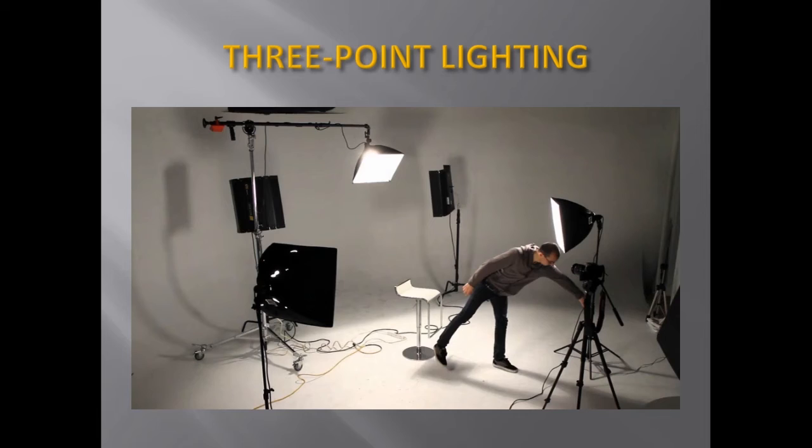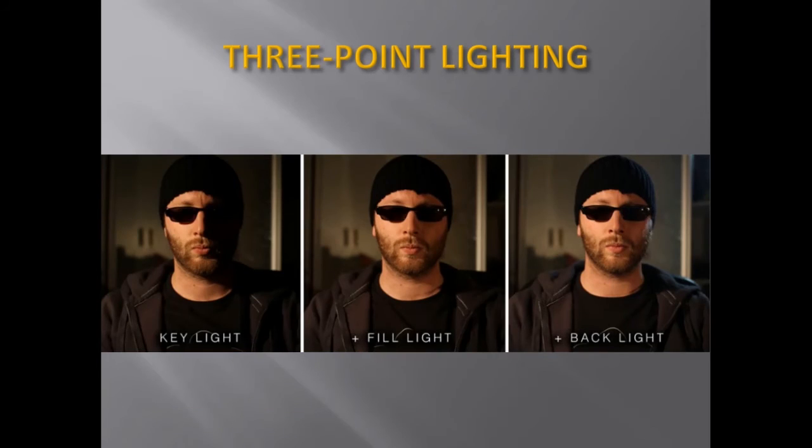Here's a quick picture of what a three-point lighting setup might look like. We see that this man is setting up with three lights. He's got the stool right in the middle for his subject to sit on. We have a key light coming in, a fill light on the opposite side, and then that backlight above and behind. I think this is the best visual representation for you to understand three-point lighting.